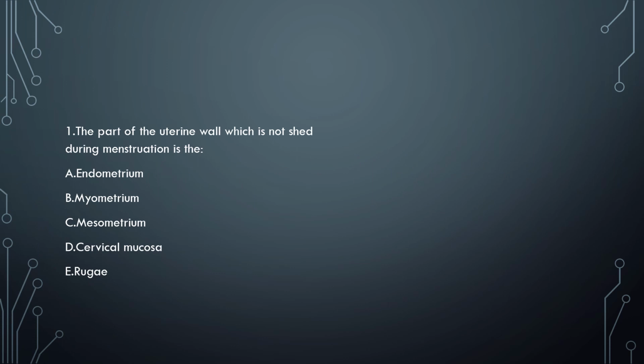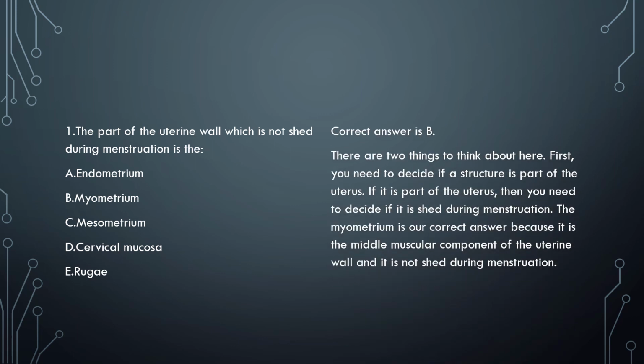Let us start on the first question. The part of the uterine wall which is not shed during menstruation is what? Is it endometrium, myometrium, mesometrium, cervical mucosa, or rugae? What is the correct answer? The correct answer is B, myometrium. Why?